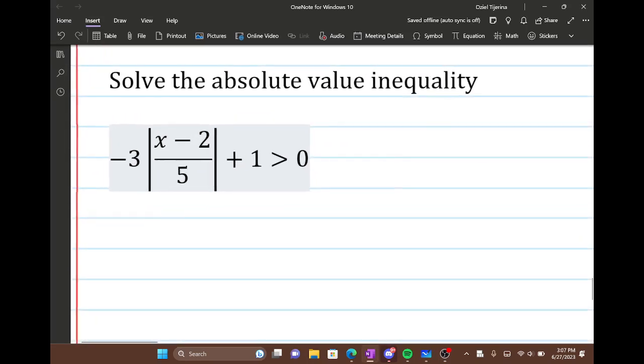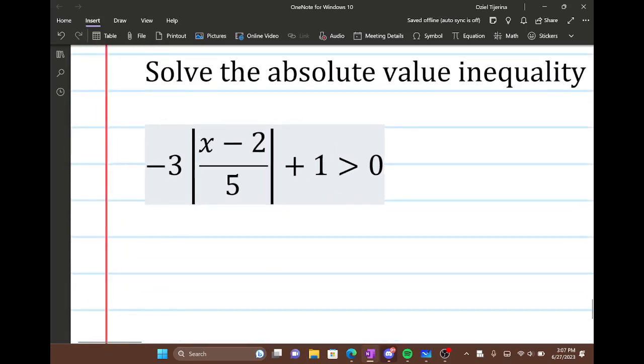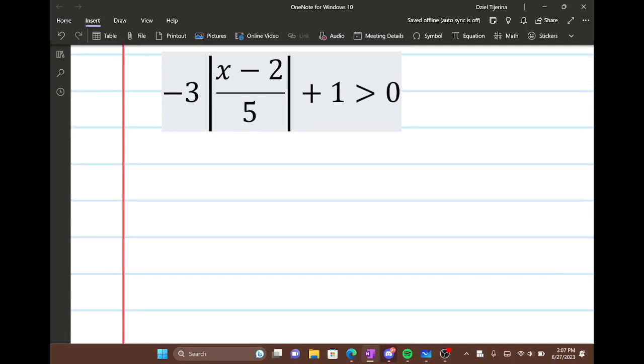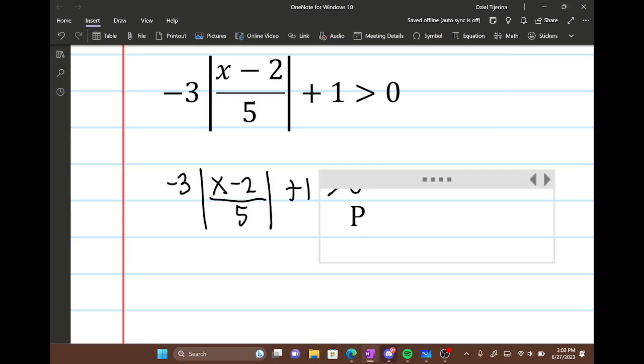So we have this problem here. Solve the absolute value inequality: -3 times the absolute value of the quantity (x minus 2) over 5, plus 1, is greater than 0. So the first thing that we're going to do is rewrite the problem. Give me 1 second. Okay.